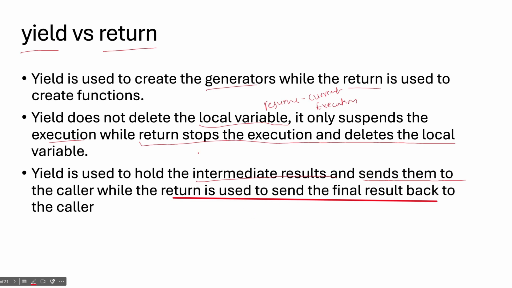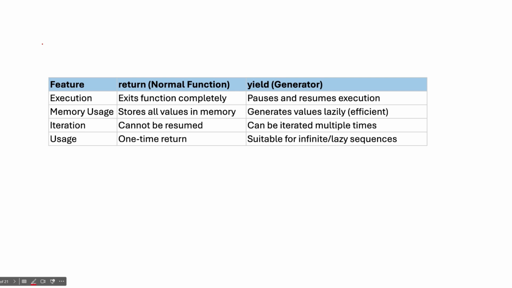So yield will hold the execution and return the current result. That's how it works. Return exits the function completely, while yield pauses and resumes the execution. A list stores all values in memory, while a generator is lazy, so it generates one value at a time. Once a function returns, it cannot be resumed. A generator can be iterated multiple times. It is suitable for infinite lazy sequences, like the Fibonacci series, and streaming data, like dealing with log files. So there we can use this. Let's move ahead.